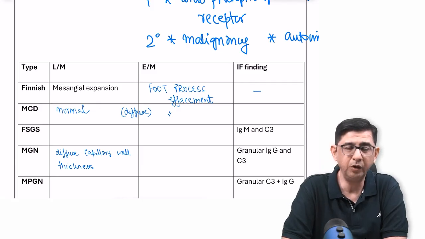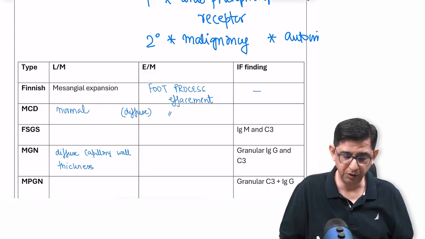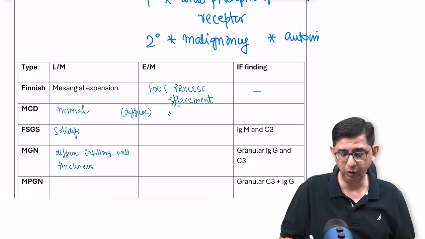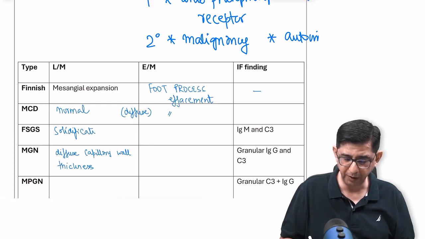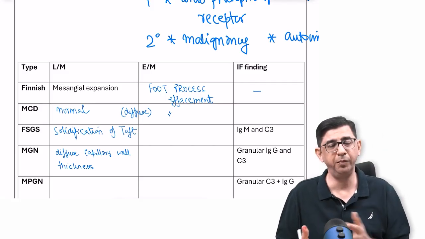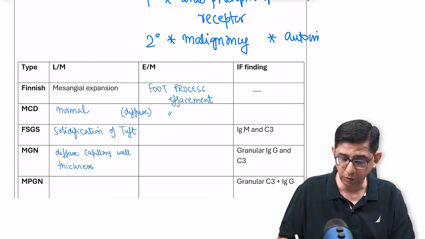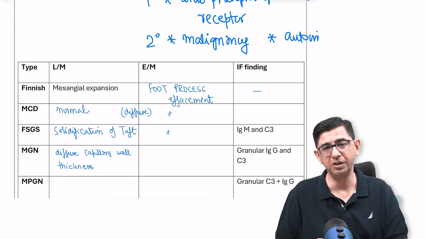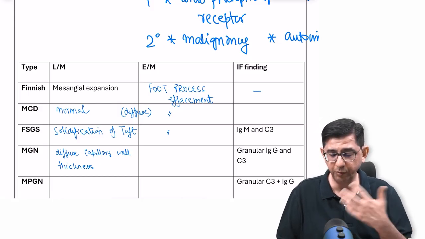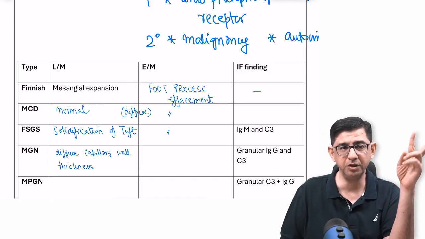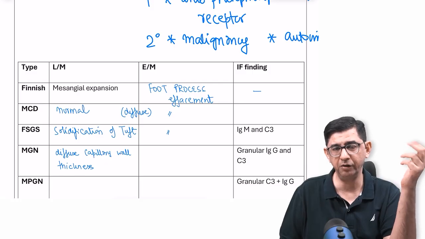Then for focal segmental glomerulosclerosis, the histopathological finding will be solidification of the tuft. In some areas of the glomerulus, there would be a pink material present, which will look like solid material. Normally the tuft of capillaries is seen, but here solidification of the tuft would be present. The electron microscopy finding here also is foot process effacement. So when you read foot process effacement, don't think alone in terms of minimal change disease. It can be Finnish, it would be FSGS. The age group will help in differentiating.